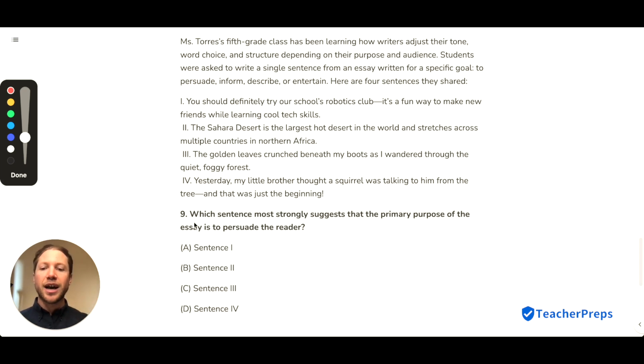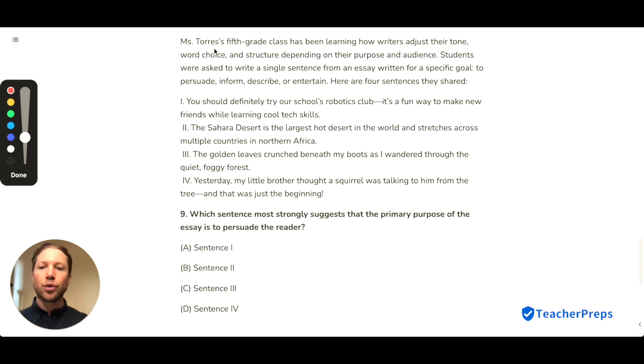So question number 9 reads, which sentence most strongly suggests that the primary purpose of the essay is to persuade the reader? Remember that there are different types of writing: one is to persuade, another is to describe, one is to inform, and another is narrative, right? Now let's take a look at the introduction and learn about the context.